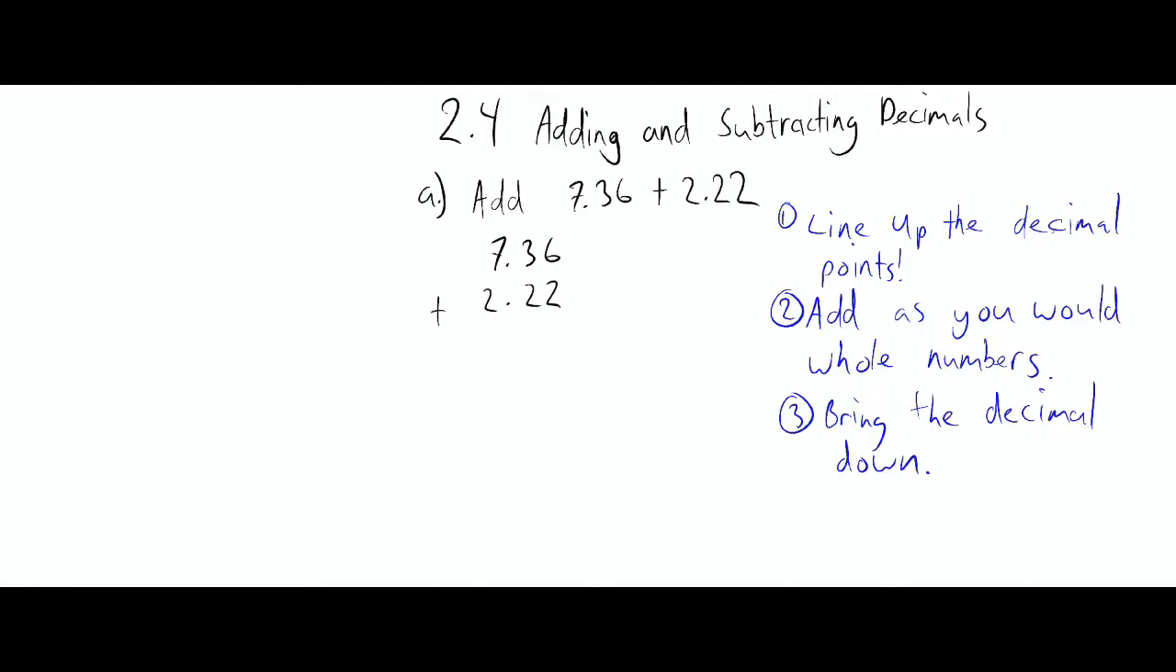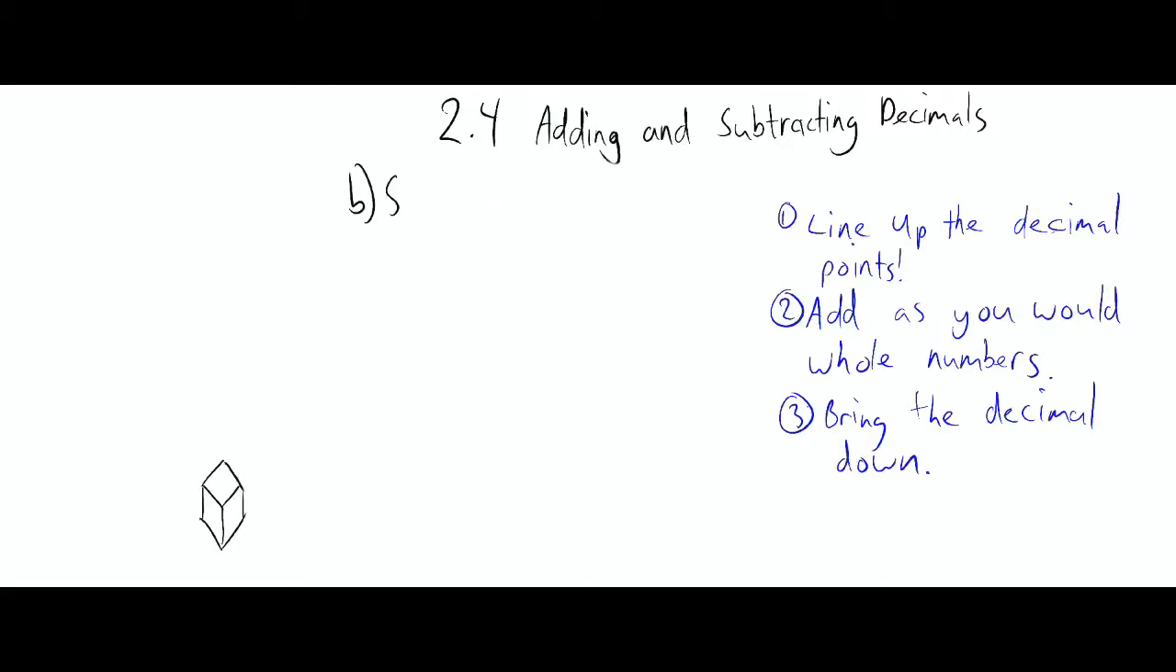So here we are, we're going to line up the decimal there. You can see I marked it in red, and then I just added straight down. 6 plus 2 is 8, 3 plus 2 is 5, and 7 plus 2 is 9.